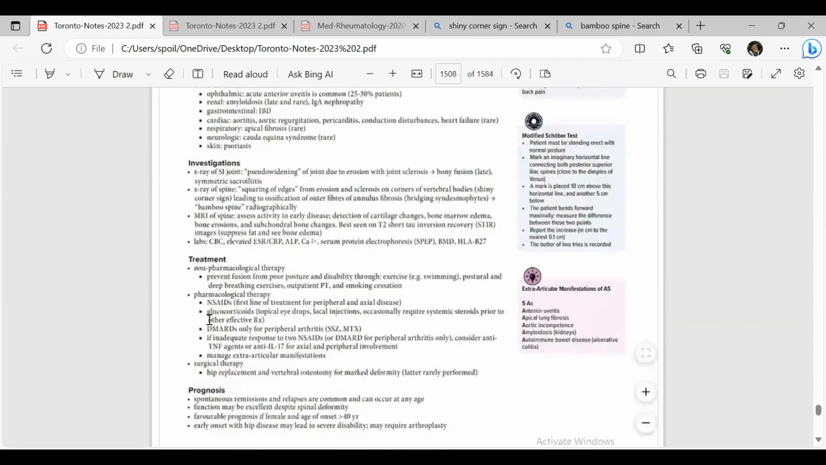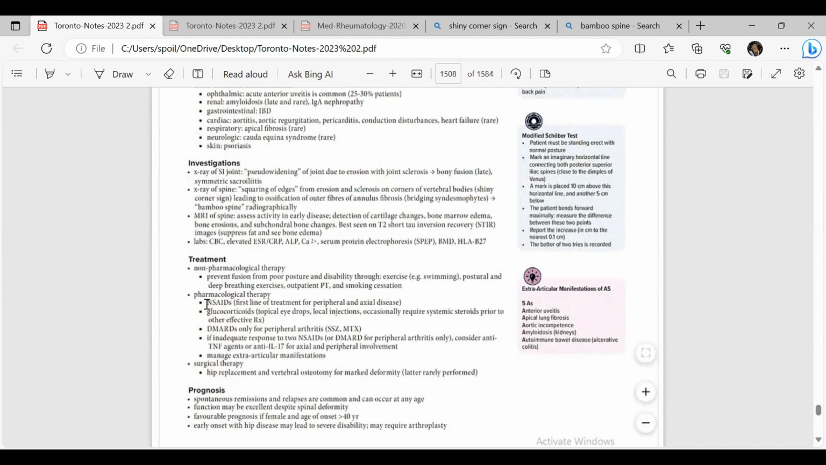If you do not respond to that, then glucocorticoids, topical eye drops, as we can see that uveitis is common in that, and local injections; occasionally require systemic steroids prior to other effective treatment. DMARDs only for peripheral arthritis. Sulfasalazine, methotrexate we can give. If an inadequate response to two NSAIDs or demands, consider anti-TNF agent or anti-interleukin 17 for axial and peripheral involvement. Manage the extra-articular manifestations.